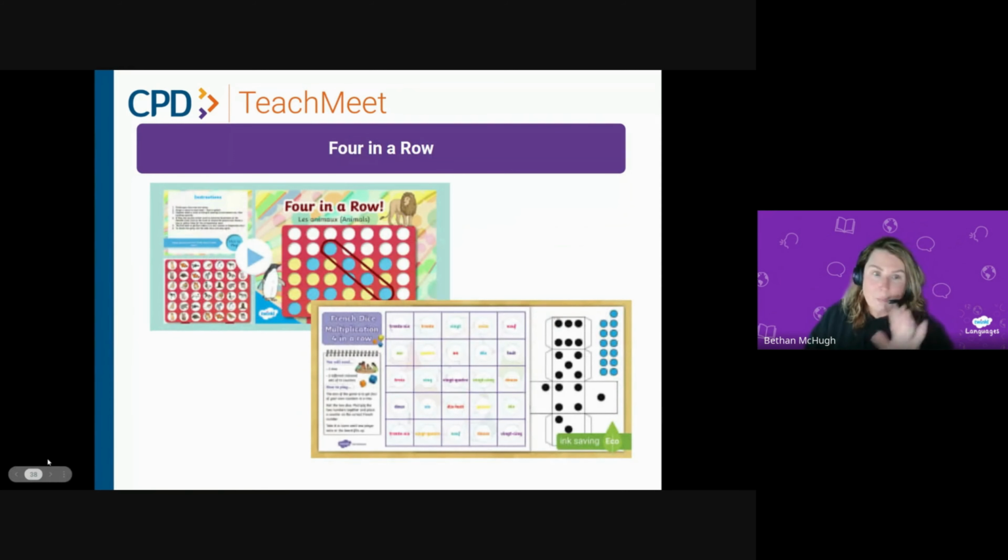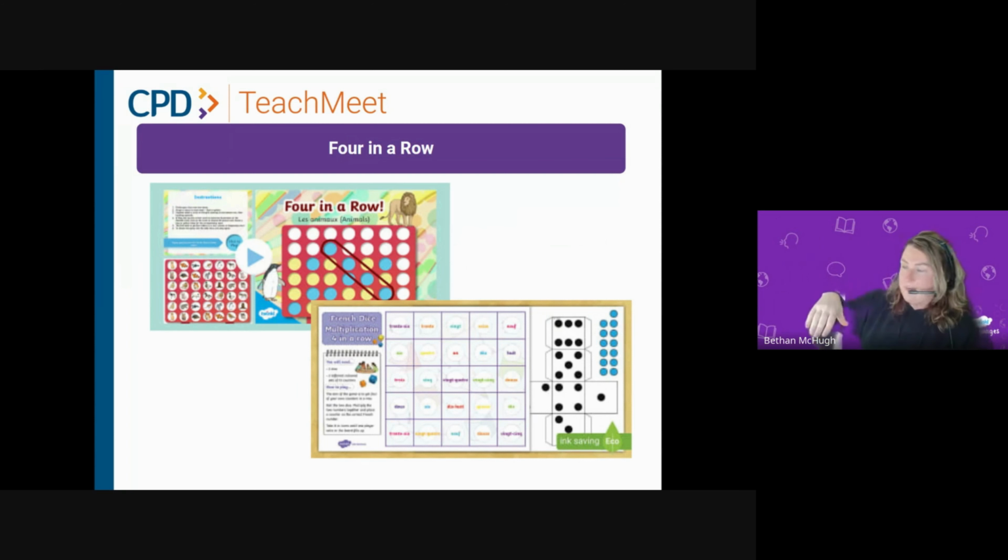4 in a row is great. Now we've got examples of ways to play 4 in a row with some different formats, but you can do this on the board in the same way as noughts and crosses, that you quickly draw up a grid and children have to build 4 in a row. You can do it in various ways.